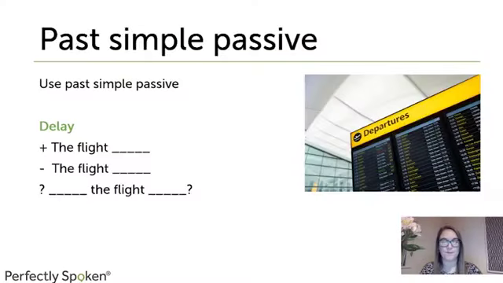Okay, so now's your chance to practice. Again, I've given you 3 sentences. I've given you the verb that I'd like you to use, and I just want you to make me a positive, a negative, and a question form in the past simple passive. So pause the slide and write down your answers. Okay, how did you do? Let's check together.